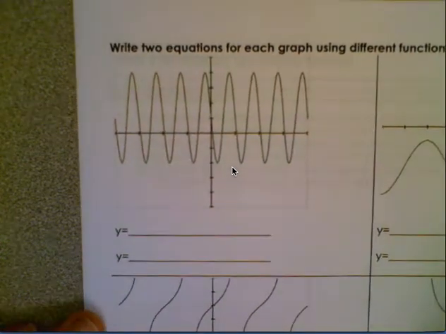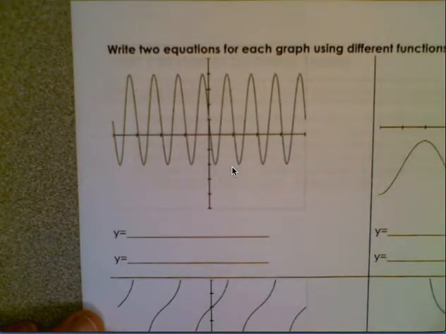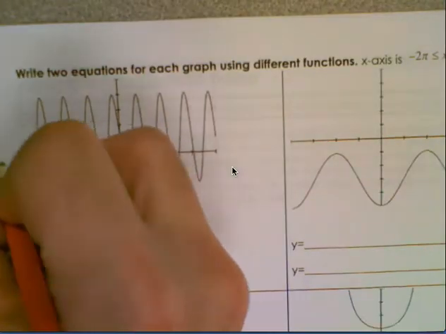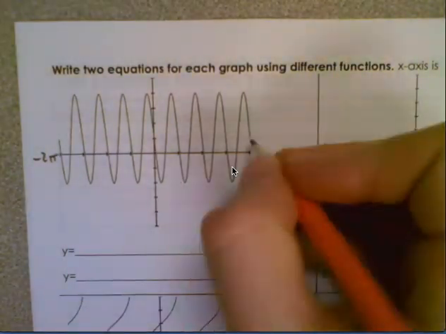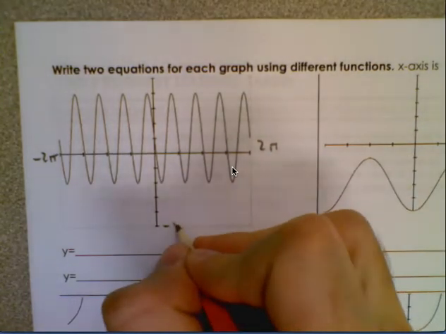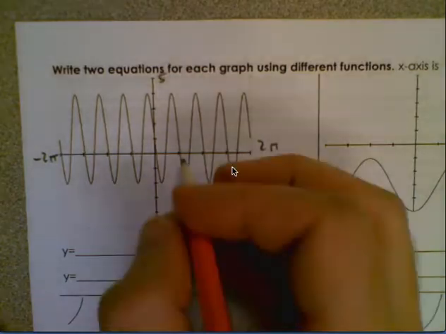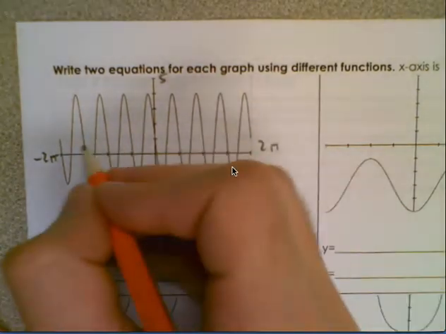In part 4 of the review, we have to write equations given graphs. And just a note, it says here in the directions the x-axes go from negative 2 pi to 2 pi, and the y-axes do go from negative 5 to 5 for all these problems. So it's helpful for this type of curve to recognize it's a sine or cosine.